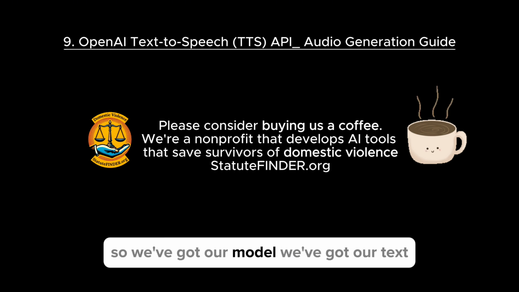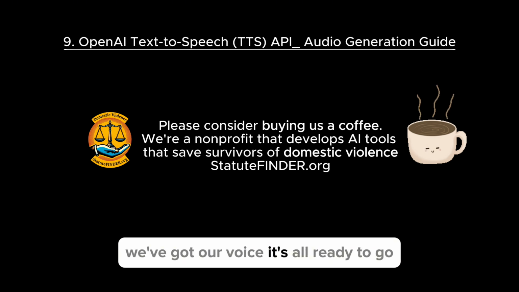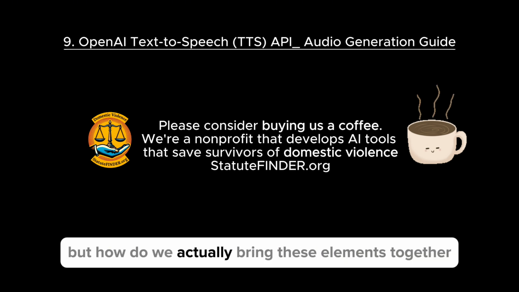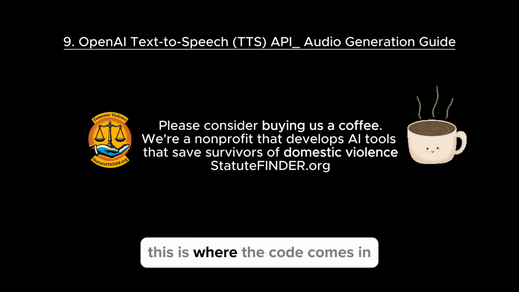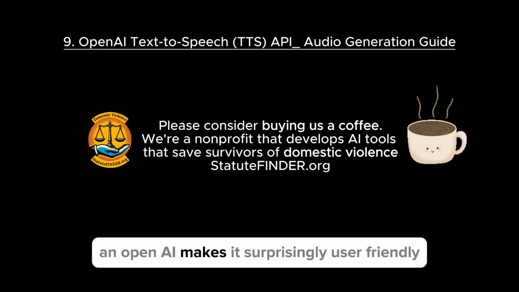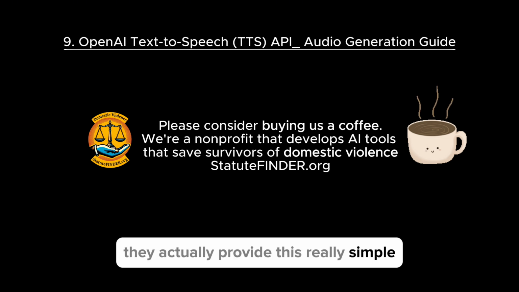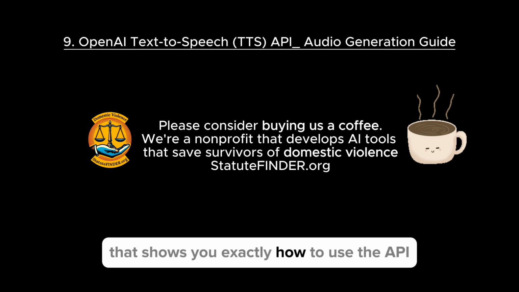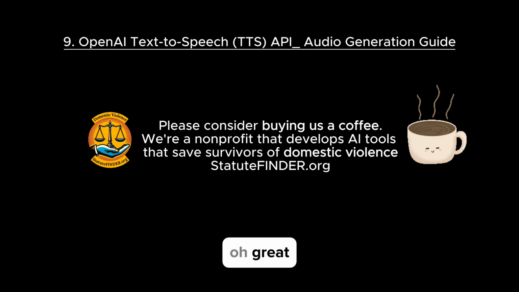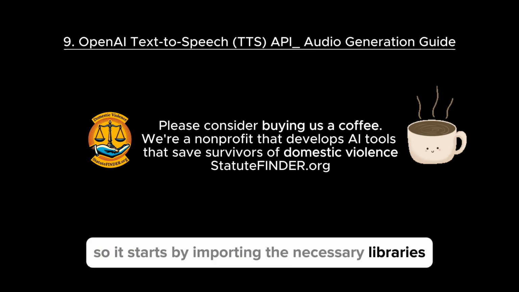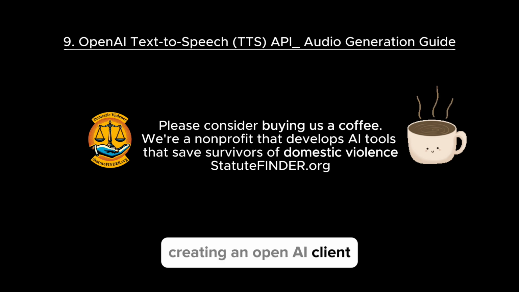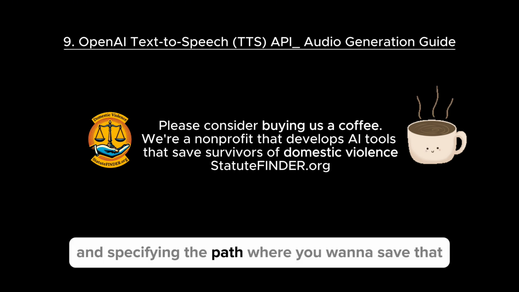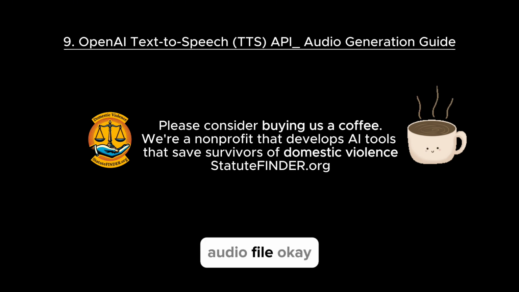So we've got our model, we've got our text, we've got our voice. It's all ready to go. But how do we actually bring these elements together using Python? Well, this is where the code comes in, and OpenAI makes it surprisingly user-friendly. They provide a really simple Python code snippet in their documentation that shows you exactly how to use the API. It starts by importing the necessary libraries, creating an OpenAI client, and specifying the path where you want to save that audio file. Okay, so far so good.